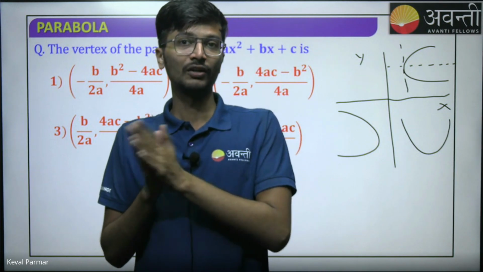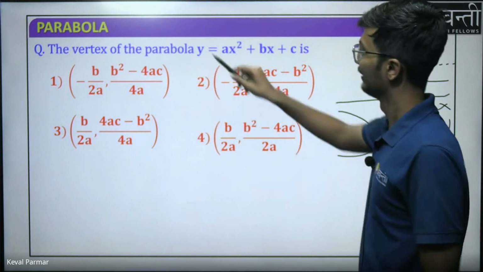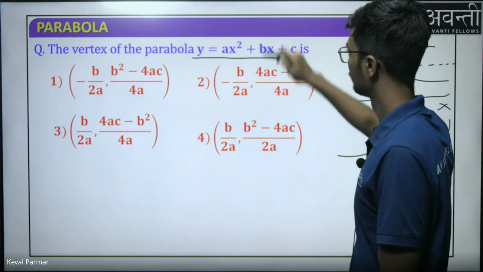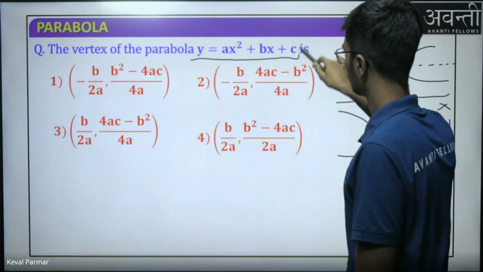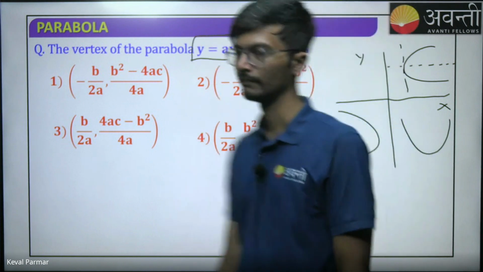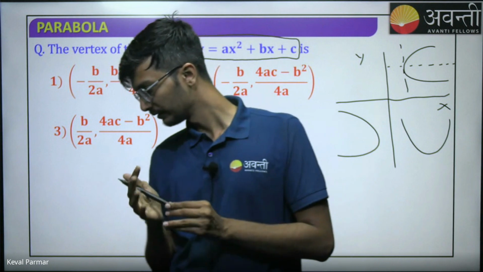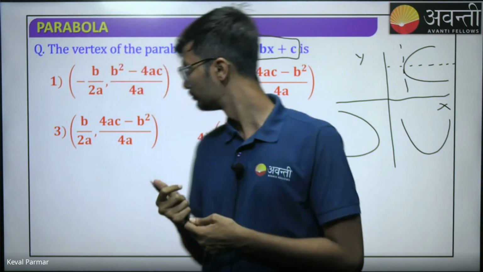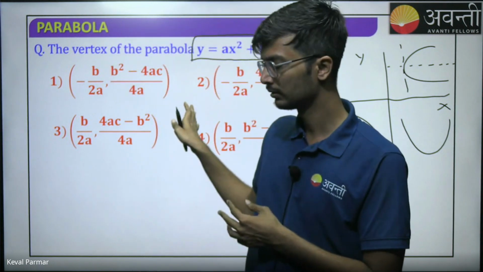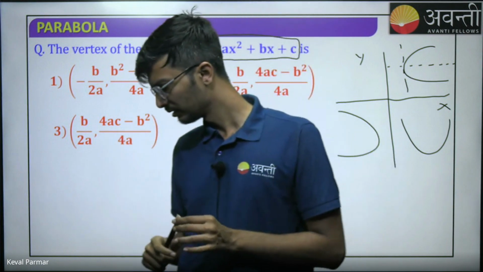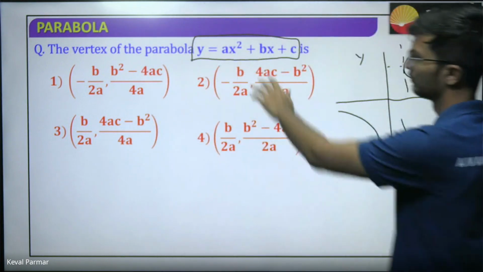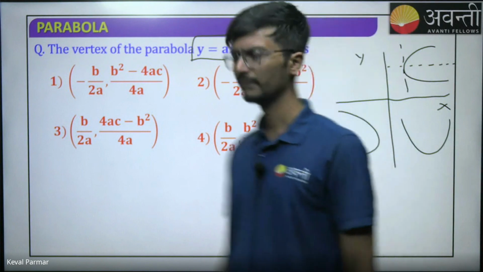If the parabolas are non-standard, the equation will be of this form. That is a quadratic equation. I hope you remember that vertex is in origin. No, beta, not origin. Your vertex is not at origin. See, this is a non-standard parabola.